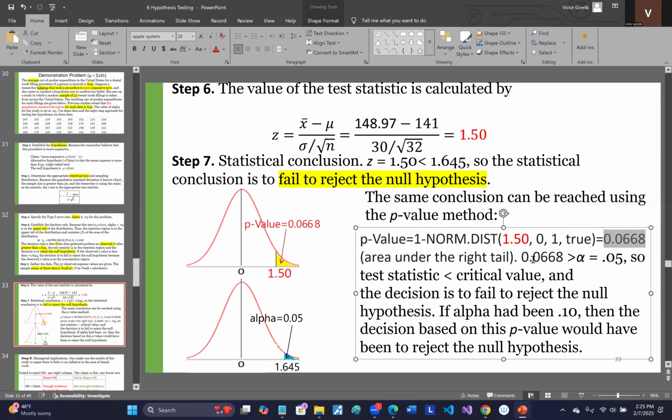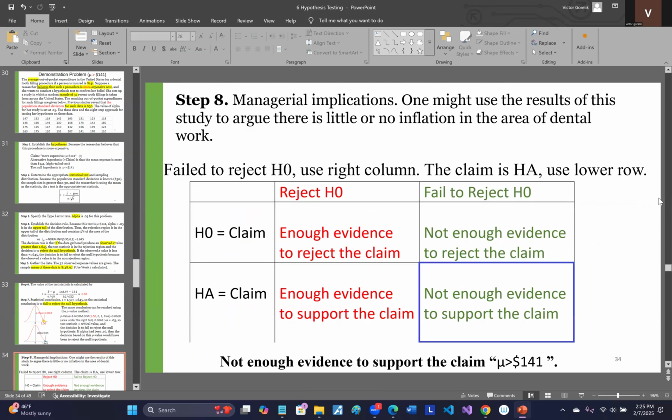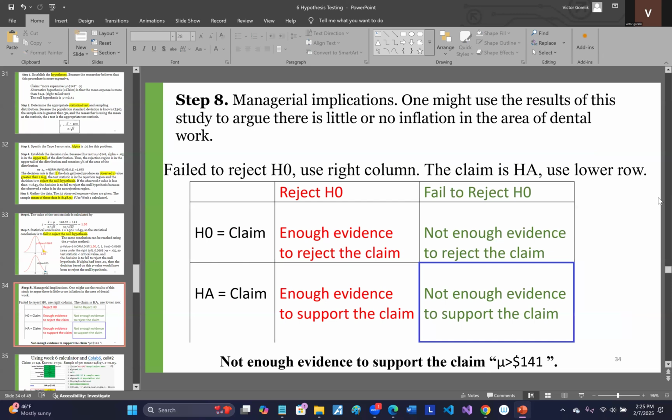So, the test statistic is to the left of the critical value. We do not have to calculate that it is 1.645. We fail to reject the null hypothesis based on a comparison of the yellow and the blue areas. Step 8. Managerial implications. One might use the results of this study to argue there is little or no inflation in the area of dental work.